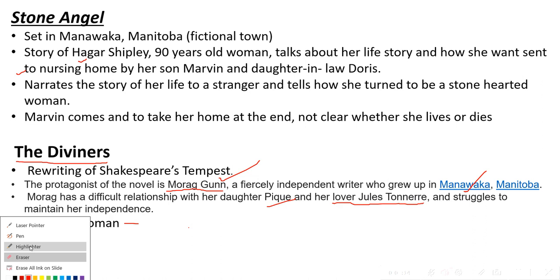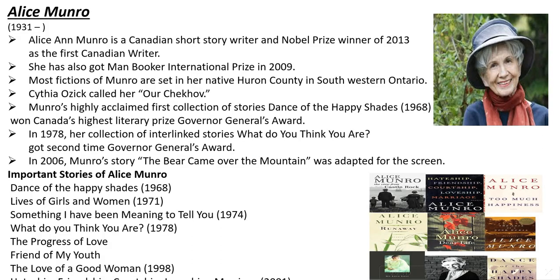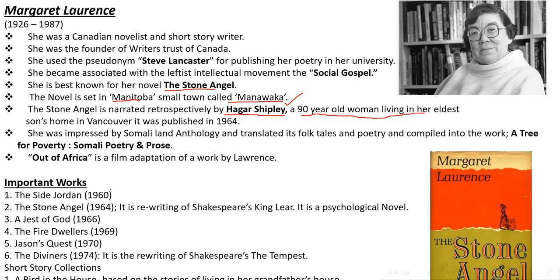So she has written various other works, as Out of Africa is also a film adaptation of the work of Laurence. And she has written various important works such as The Stone Angel, and it is a rewriting of Shakespeare's King Lear. It is a psychological novel. Okay, and the next works are The Jest of God, The Fire-Dwellers, Jason's Quest, The Diviners. The Diviners, as I told you, is a retelling of Shakespeare's Tempest.